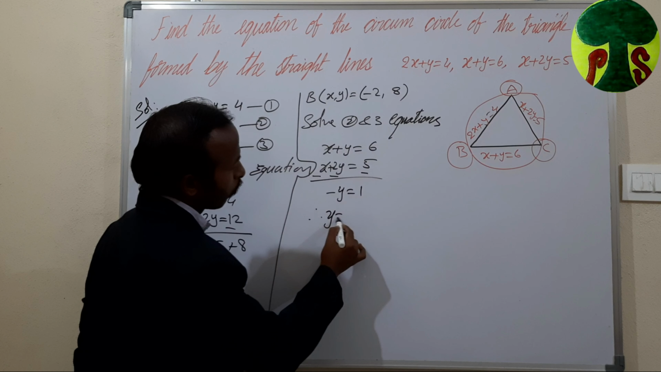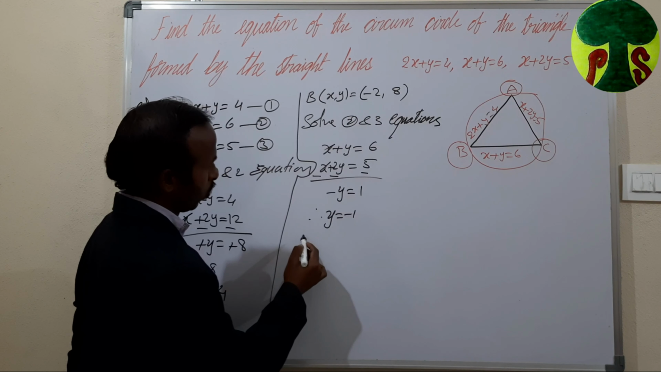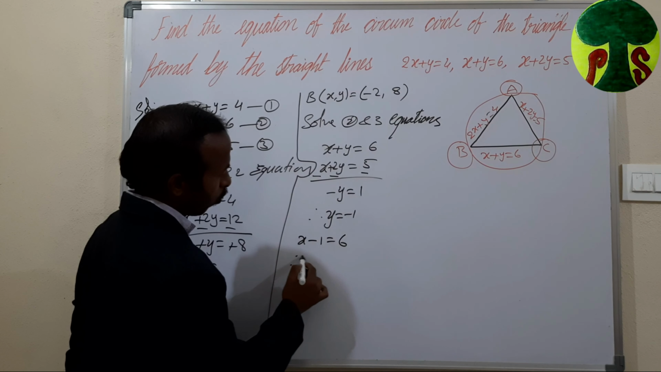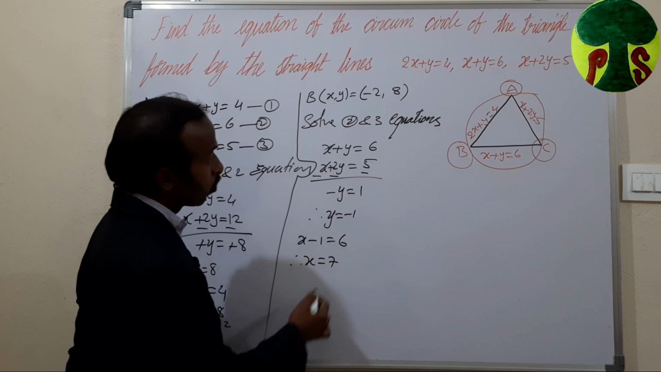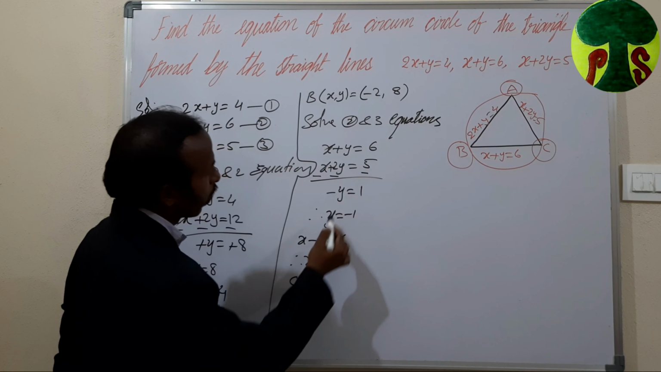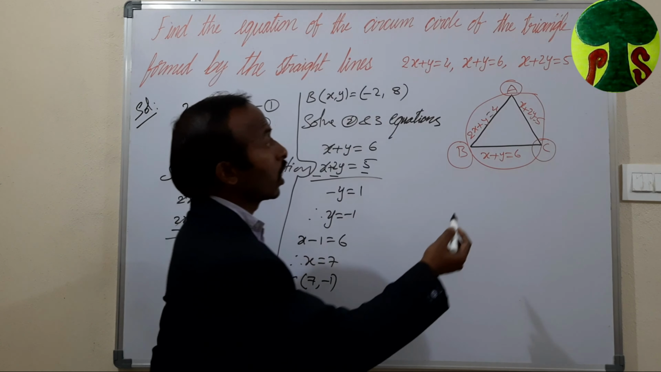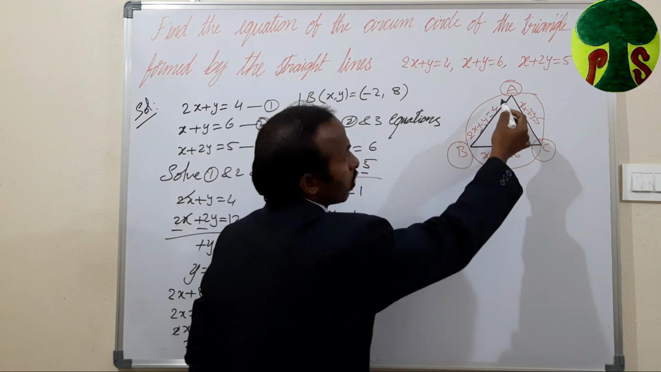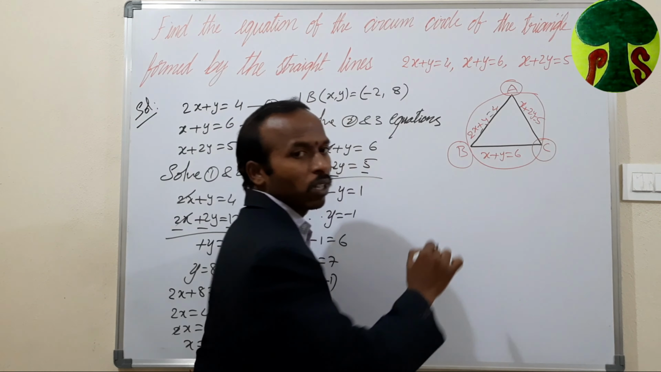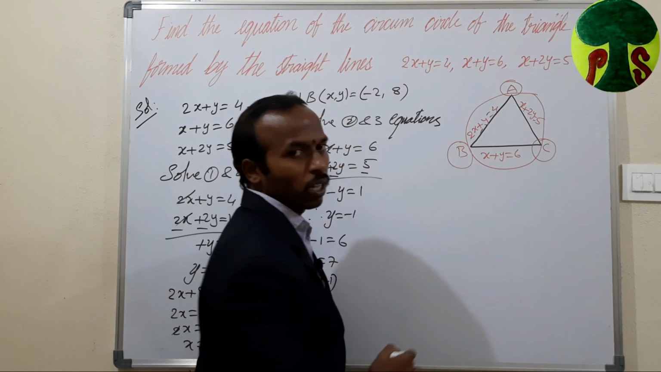Substitute this value in equation 2 or 3. Now I am substituting in equation 2. So x minus 1 equal to 6. Therefore, x equal to 7. So the vertex C values are 7 comma minus 1. Now to find vertex A, 2x plus y equal to 4 means the first equation, and the third equation. If you solve the first and third, you get vertex A.